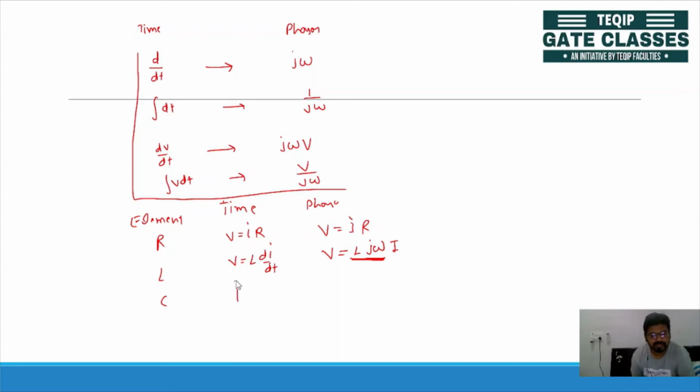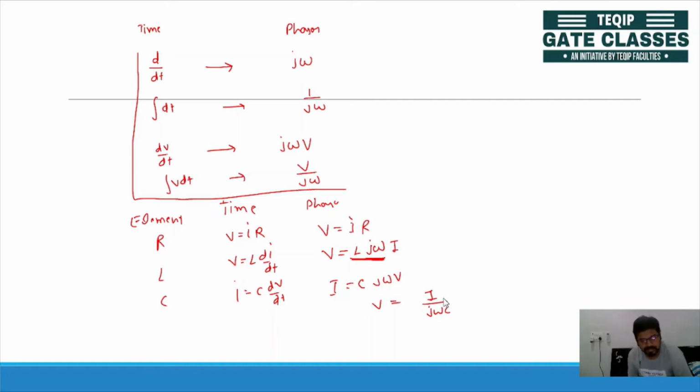Okay, then current in capacitor is C dV by dt. So we can write it in frequency domain as I is equal to C j omega V, or you can write V is equal to I by j omega C. So it means V is equal to IR, or IZ, which is your Ohm's law.